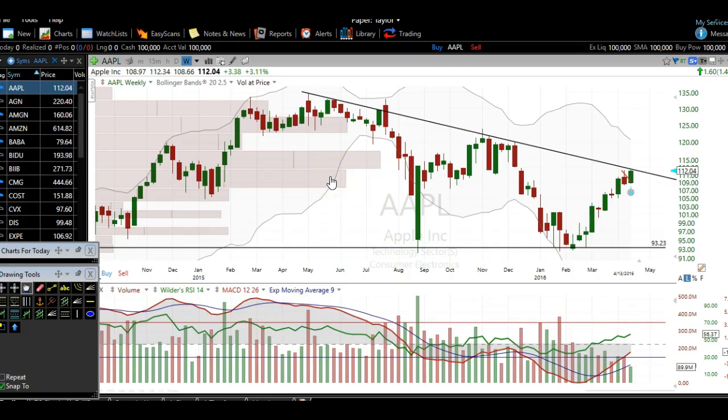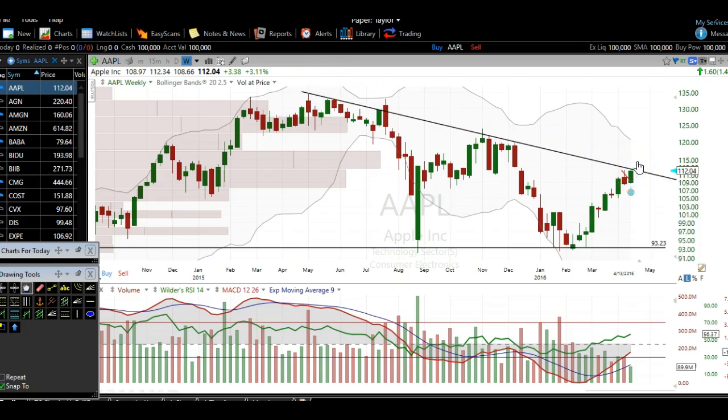All right, so let's get into these charts. First, I want to cover the Apple chart here. This is the weekly time frame for Apple, and we're coming up to a very key level. We've got this downtrend line that has been holding Apple down for a year. Since the end of April last year, Apple has been in a downtrend, as you can see here, with these lower highs right here.